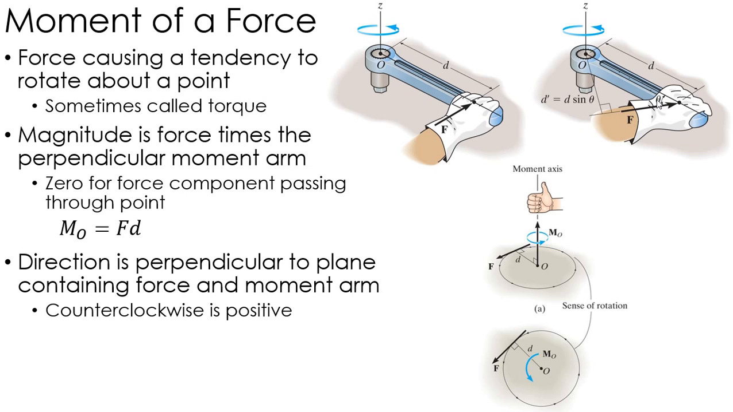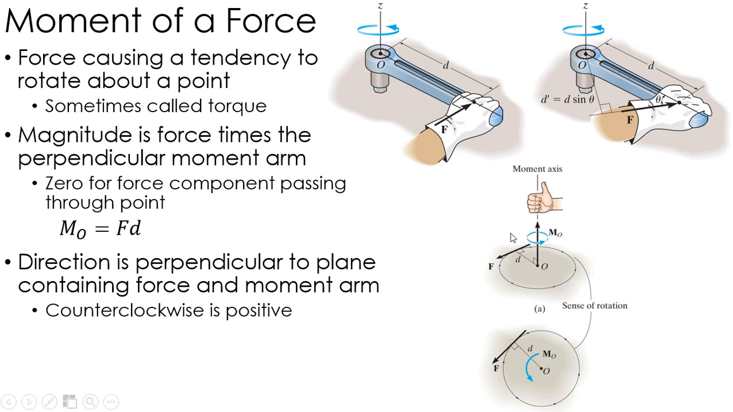Now the direction. Moment is also a vector, and that vector is going to be perpendicular to the plane that contains my moment arm and my force. We use something called the right-hand rule to determine what's positive and what's negative when it comes to moments. If I take my right hand and curl my fingers in the direction that the moment is creating, the thumb of my right hand is going to point in the positive direction.